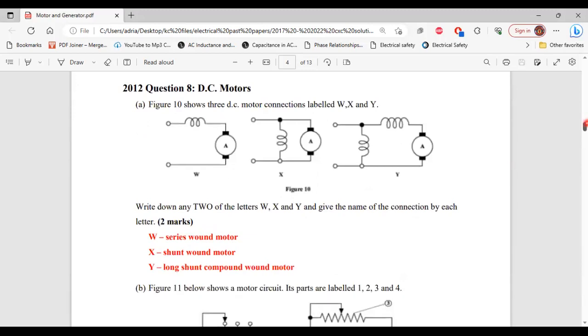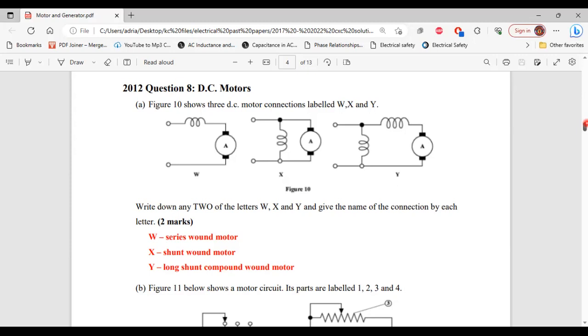So this is question 8 from the 2012 past paper. It says figure 10 shows 3 DC motor connections labeled W, X, and Y. It says write down any 2 of the letters W, X, and Y and give the name of the connection by each letter. All right, so I have all 3 letters here and the name of the connection.